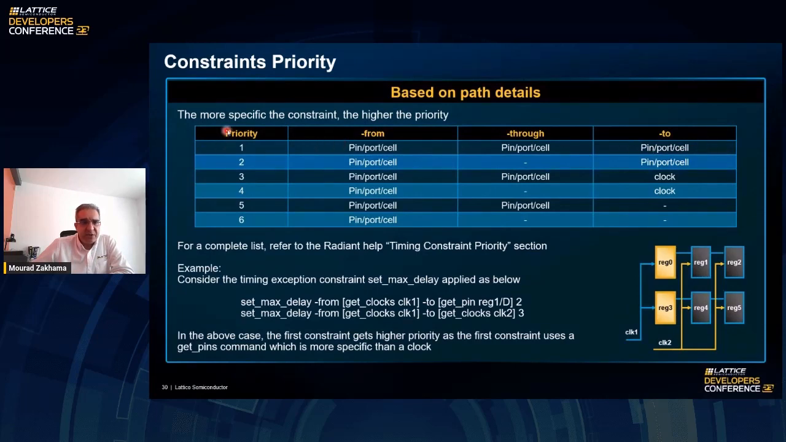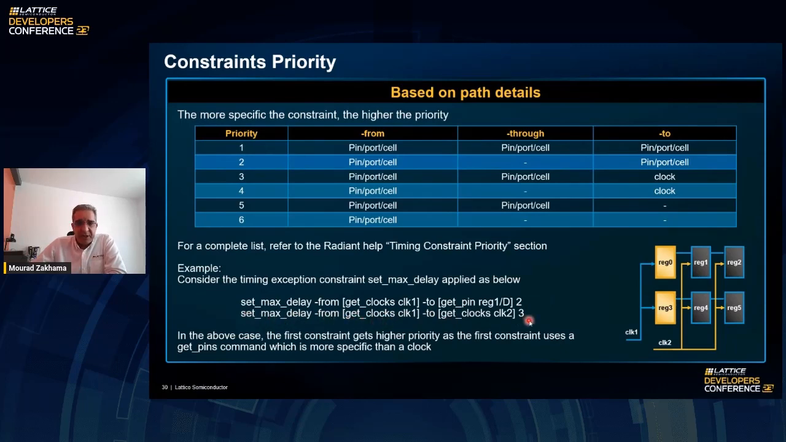So in this case, the first priority will go to anything that has, for instance, from, through, to, and if you have less details, then it becomes lower priority. So let's say we have in this example set max delay from get clock 1 to get clock 2 to get pin register 1D of 2 nanosecond, and we have set max delay from clock 1 to clock 2.